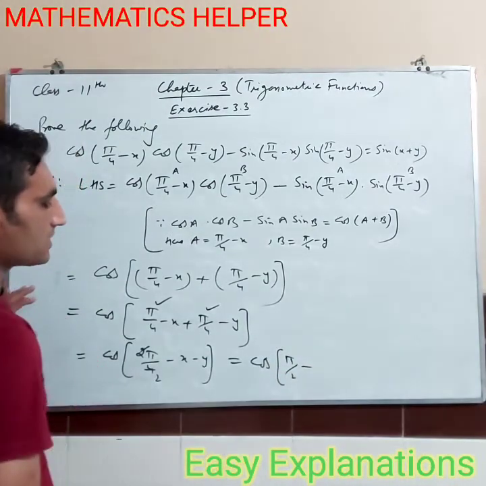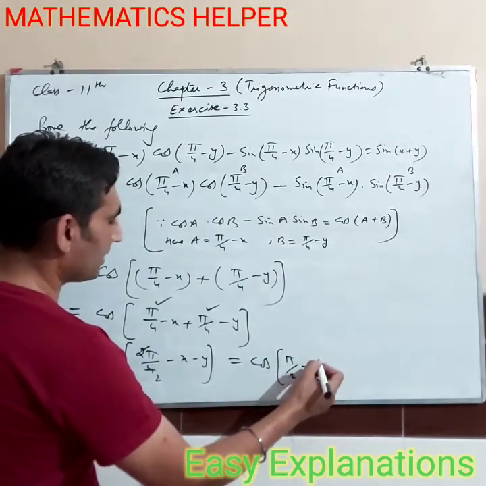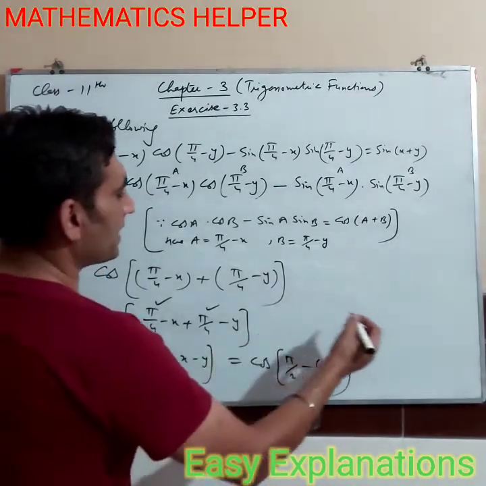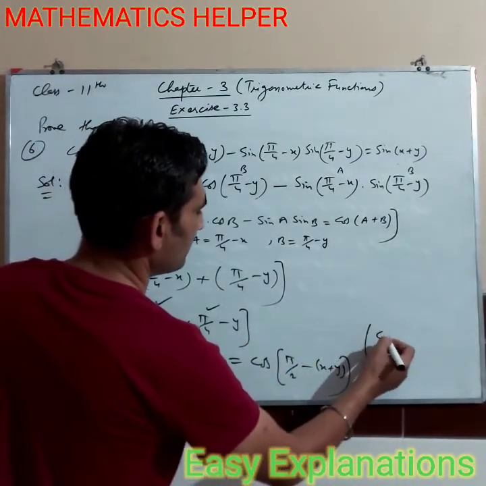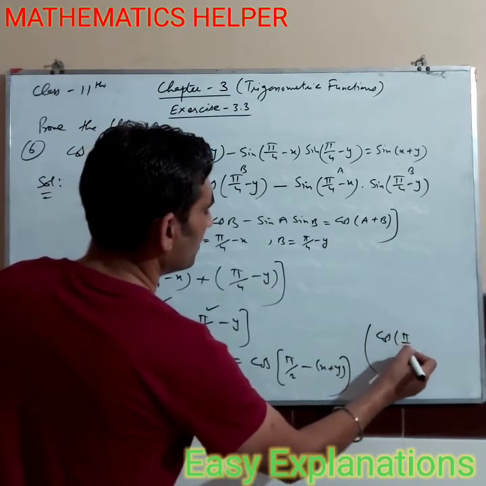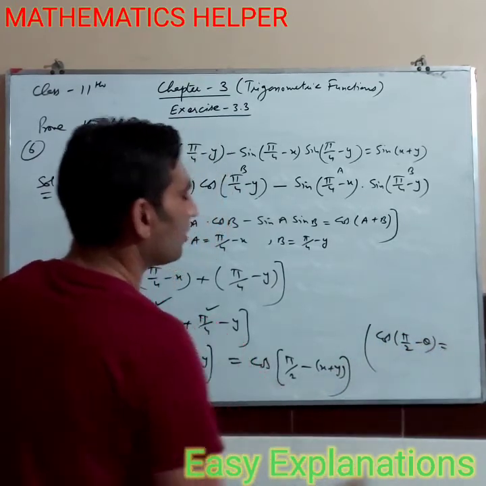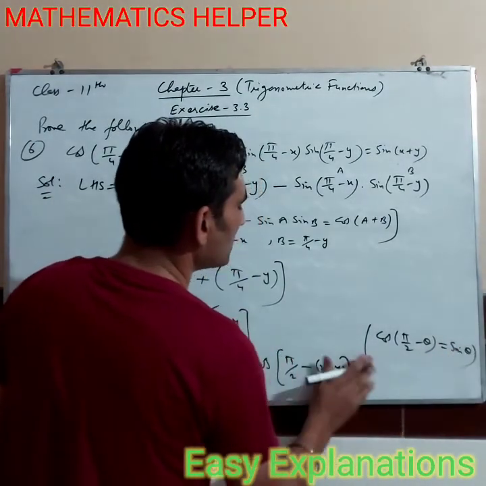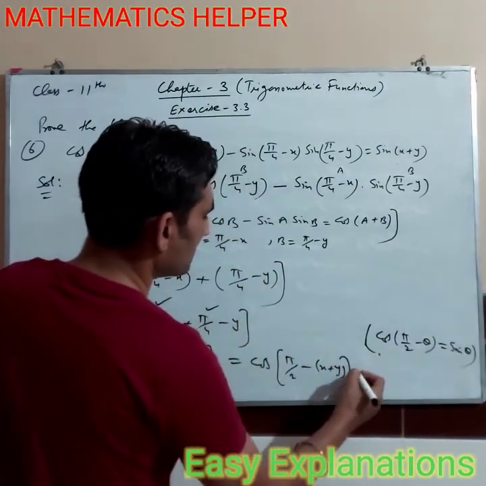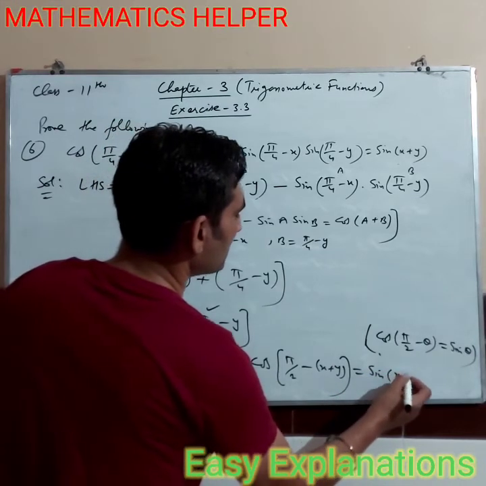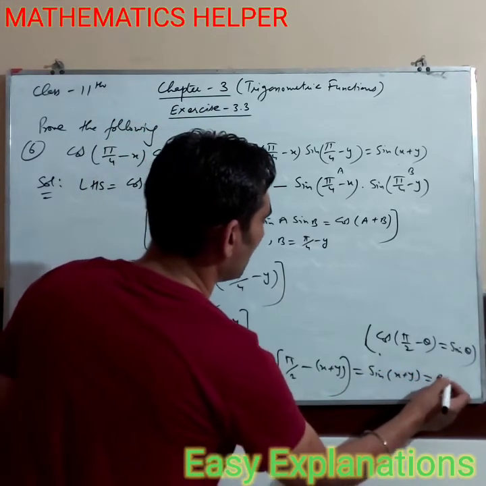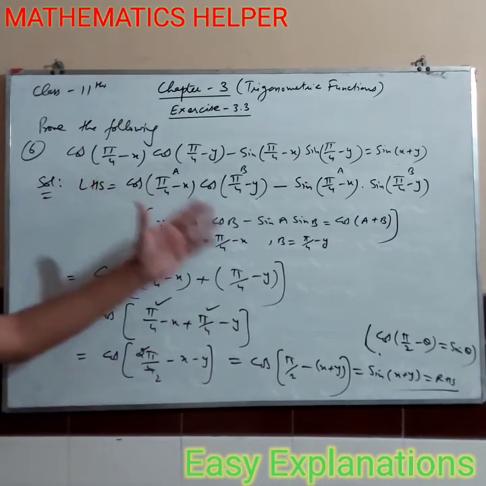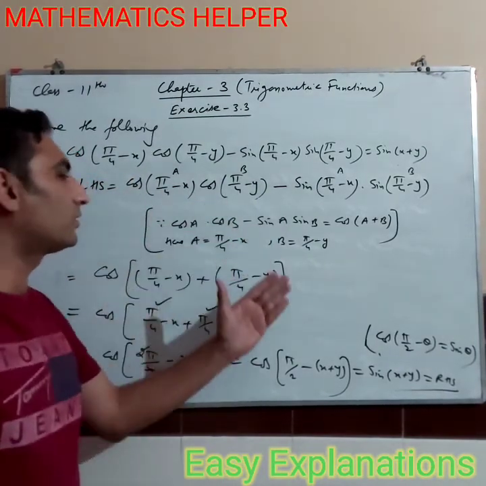If I take the minus out, it is minus of x plus y, which is the same as cos of pi over 2 minus theta, and cos of 90 minus theta is actually sine theta. So this can be written as sine of x plus y, which is actually the right side of the equality. So this was question number 6. I think it is very clear to you because I marked all the details.